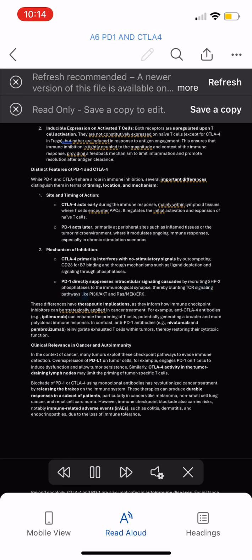PI3K-AKT and RAS-MEK-ERK. These differences have therapeutic implications, as they inform how immune checkpoint inhibitors can be strategically applied in cancer treatment.